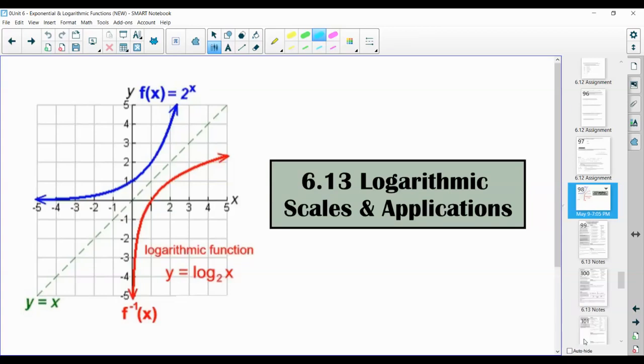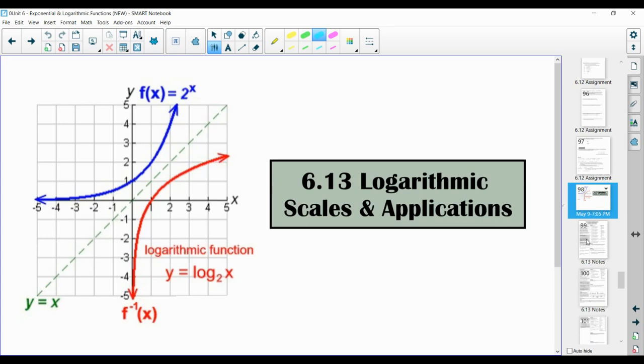We are on to our last lesson of Math 30-2. Screencastify has saved the day and I'm able to come back just for your final lesson. So we're going to be talking about 6.13 logarithmic scales and applications.